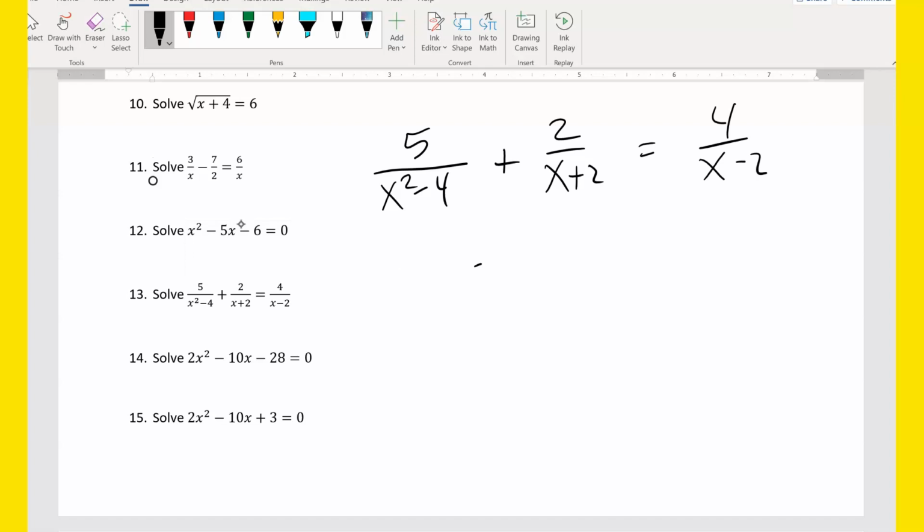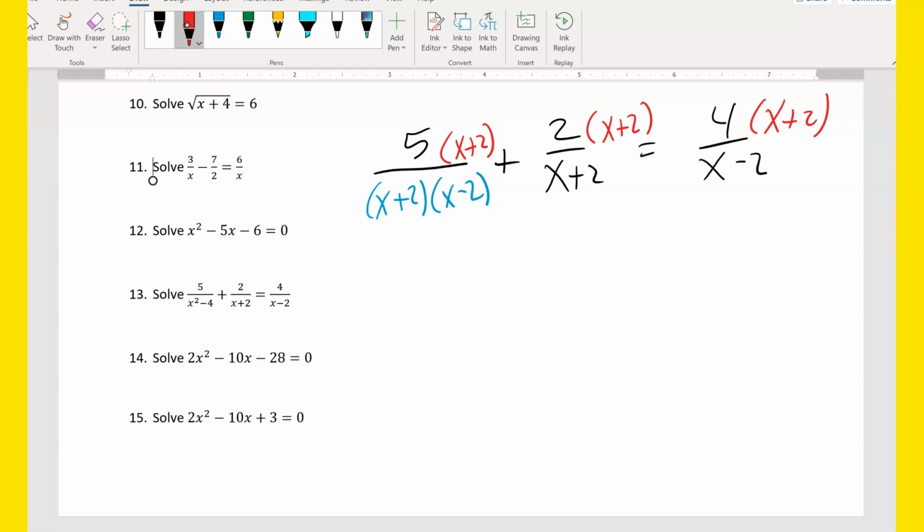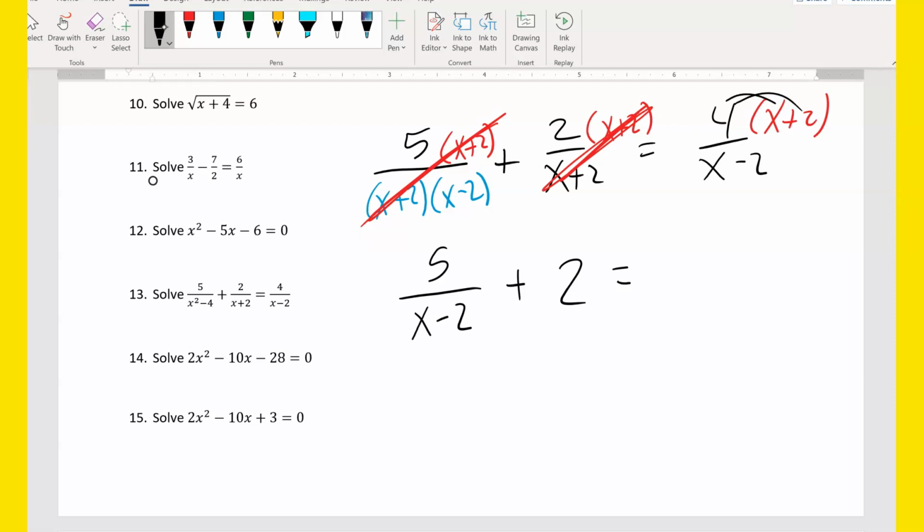So I'm going to go ahead and replace that x squared minus 4 with what I just said. X plus 2 and x minus 2. And now I want to get things off the bottom. What do I want to get off the bottom? Well, let's just take it one thing at a time. Let's get the x plus 2 off the bottom first by multiplying everything by x plus 2. So that cancels that out, and it also cancels that out, but it doesn't cancel out over here. So what does that give me? On the next line, it gives me 5 over x minus 2 plus 2 equals, I have to distribute here, 4x plus 8 over x minus 2.